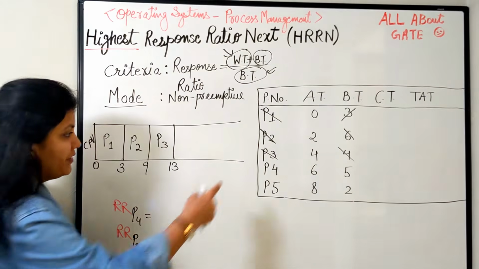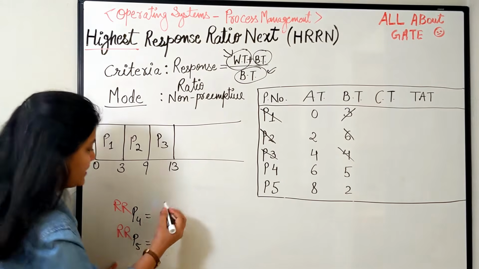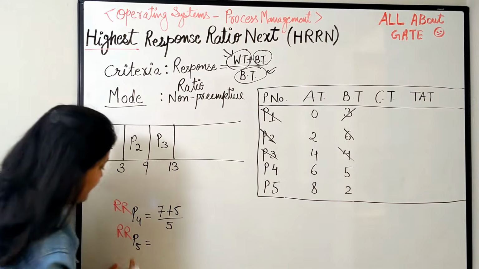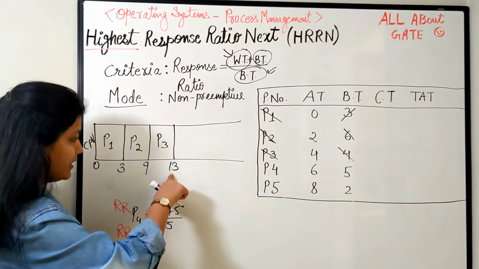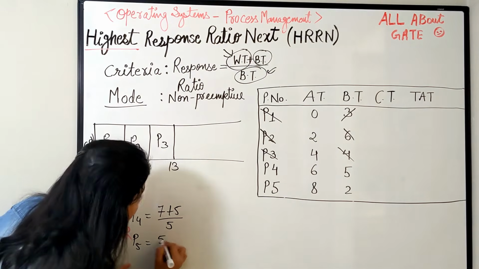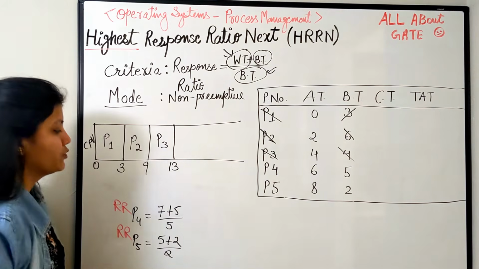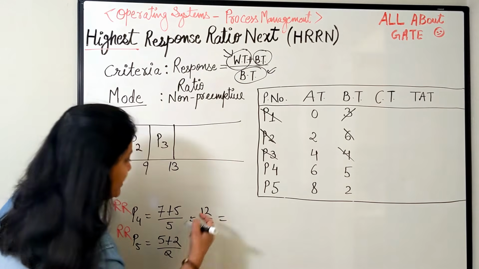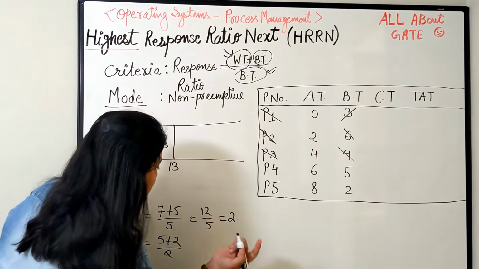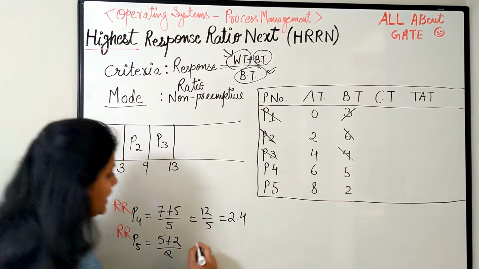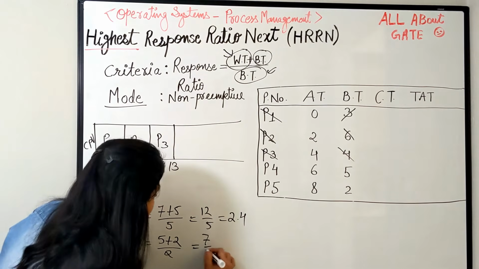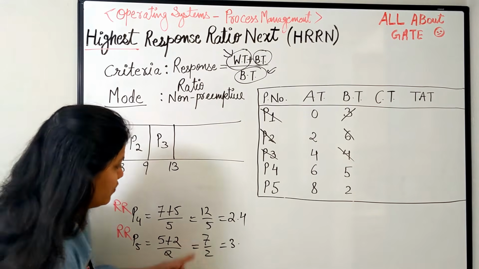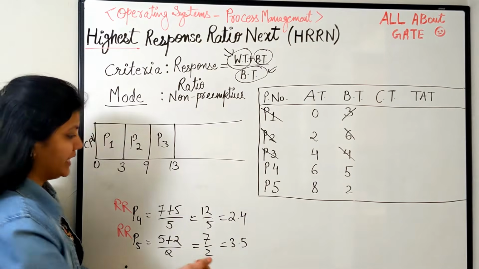So let's do that. P4 came at 6, this is 13. So what is the waiting time? 7 plus 5 divided by 5. And this P5 came at 8, 13 is the time. So 5 plus 2 divided by 2. So how much is this? 7 plus 5 is 12 by 5, and so it becomes 2.4, right? And this becomes 7 by 2, and so it becomes 3.5.